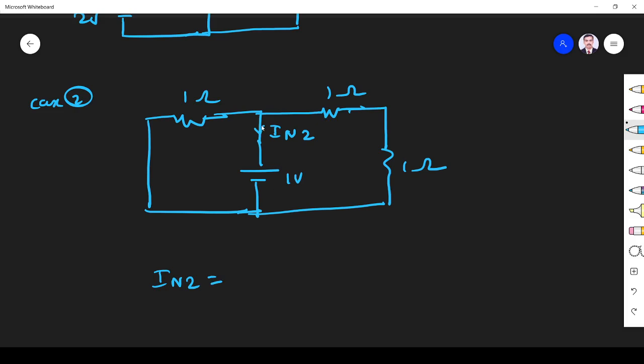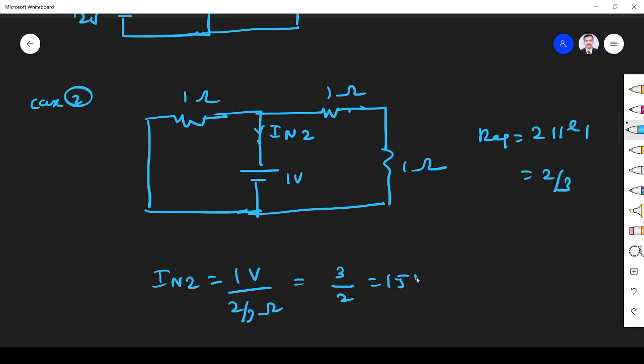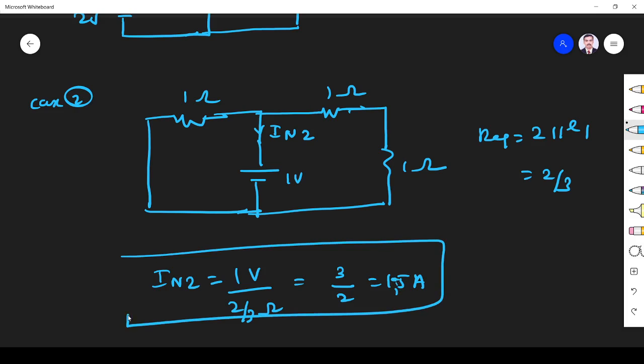See, what is the total resistance? R equivalent is, these two are in series, so 2 in parallel with 1 ohm. So 2 parallel 1 is 2 by 3. So I is equal to V by R, short circuit current. V is 1 volt by 2 by 3 ohms, so that is 3 by 2, equal to 1.5 ampere. Right? So IN2 is 1.5 ampere.